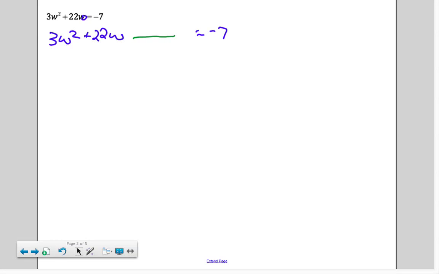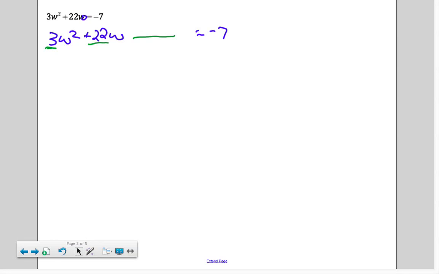What's the challenge? Well, it's this 3 here that's tripping this up. 3 is not a perfect square. And because it's not 1, we just can't take 22 divided by 2 and square it. That trick only works when the coefficient of w squared, or x squared, or the variable squared, is 1. So how can we make that 1?